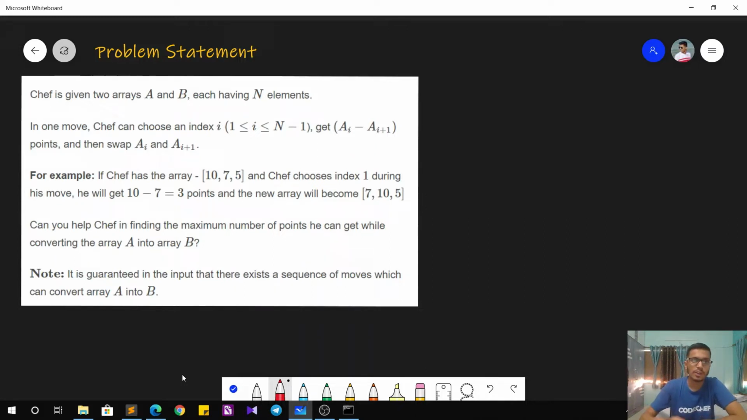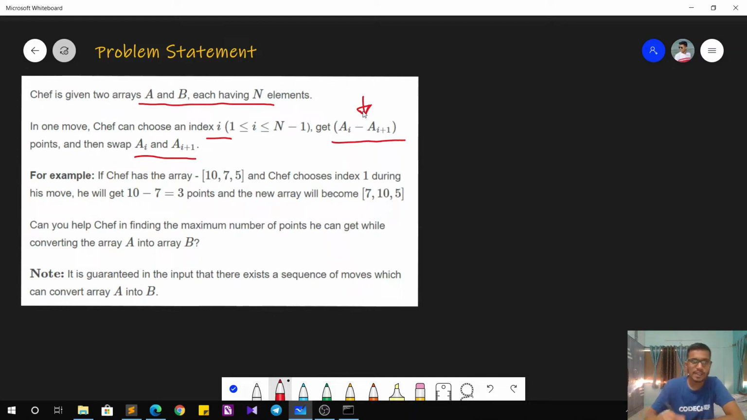Chef is given two arrays A and B, each having n elements. In one move, Chef can choose an index i and get the score of A_i minus A_(i+1), that is subtracting the next number from the current number, and then swap these two elements. So basically in one move, Chef can choose two consecutive elements in the array, swap them, and at the same time get a score of A_i minus A_(i+1).